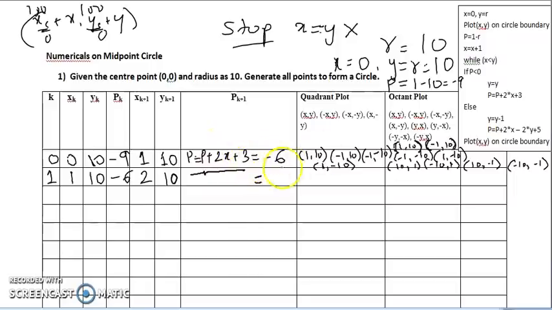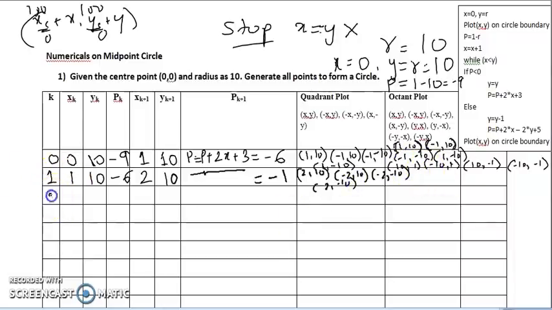Okay, so minus 6 plus 2 plus 3 gives me a value of minus 1. So again I do all the plots, that is with which value? 2, 10. So I'll just show it to you for the quadrant: 2, 10, minus 2, 10, minus 2, minus 10, 2, minus 10. So similarly, you could write it for the octants.